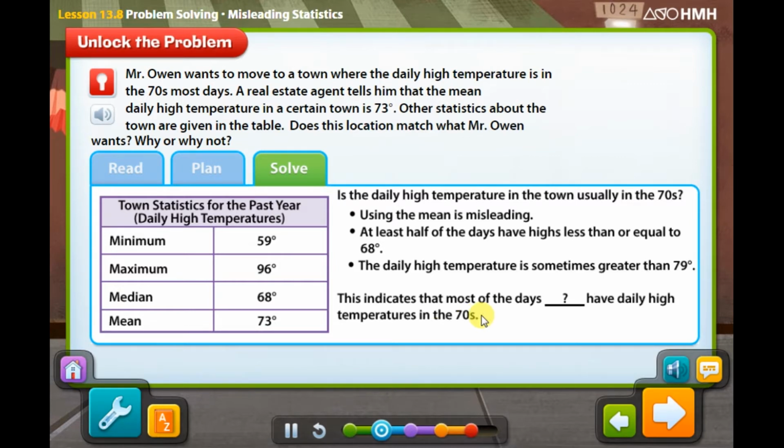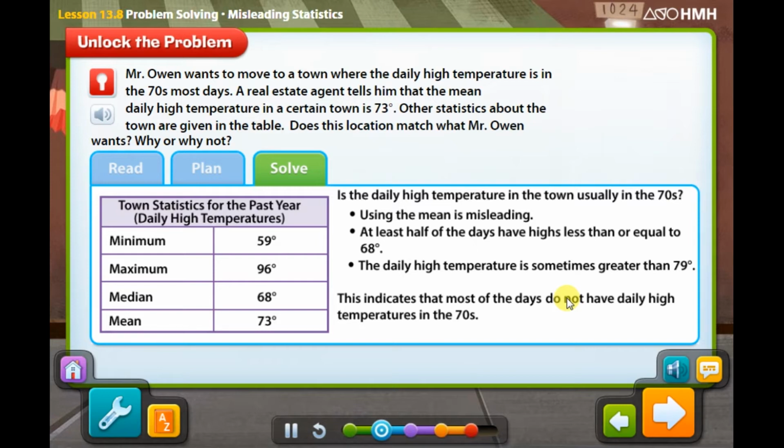Based on this reasoning, does this location match what Mr. Owen wants? Of course not, because the median, which is the best number to describe the data, is less than 70, and the maximum and minimum values of temperature are also either less than or greater than the 70s. So this location is not appropriate for Mr. Owen. Since most of the days do not have daily high temperatures in the 70s, this location does not match what Mr. Owen wants.